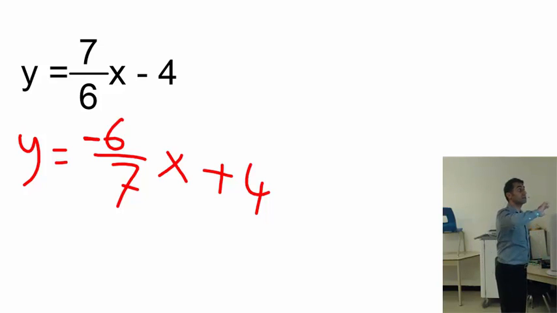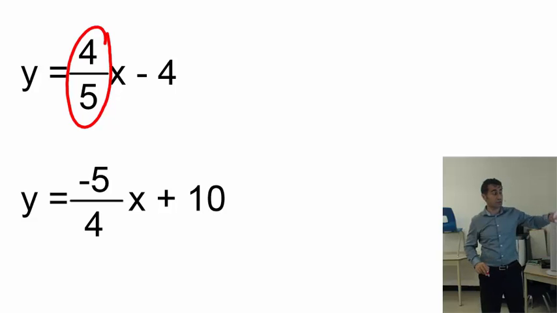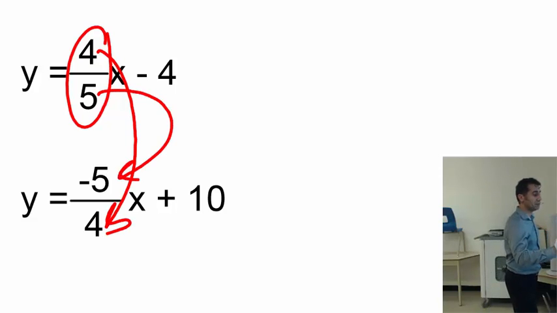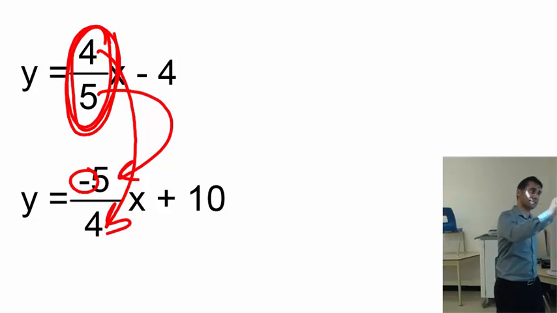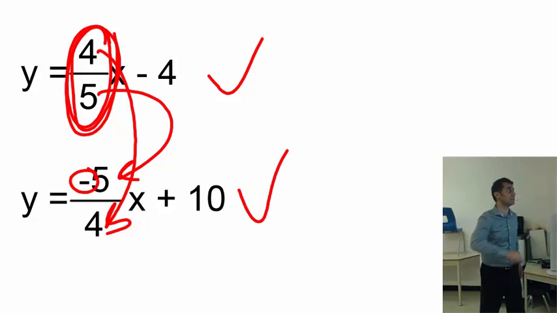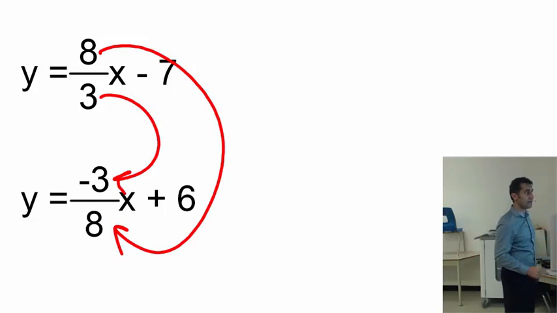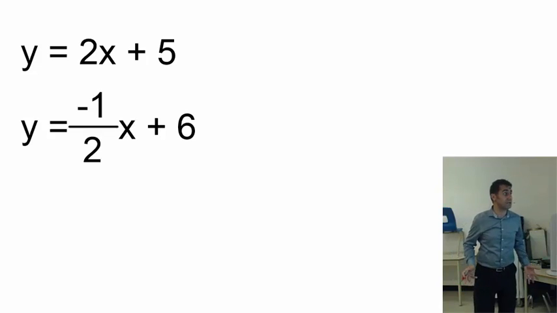So now let's quickly do some examples. 4 over 5, that's the slope. And are the two lines perpendicular? So I see 4 being denominator, 5 being the numerator, and I have positive number here, I have negative number here, so yes, two lines are perpendicular. 8 is down here, 3 is up there, it's positive, it's negative, perfect. Both lines are perpendicular.